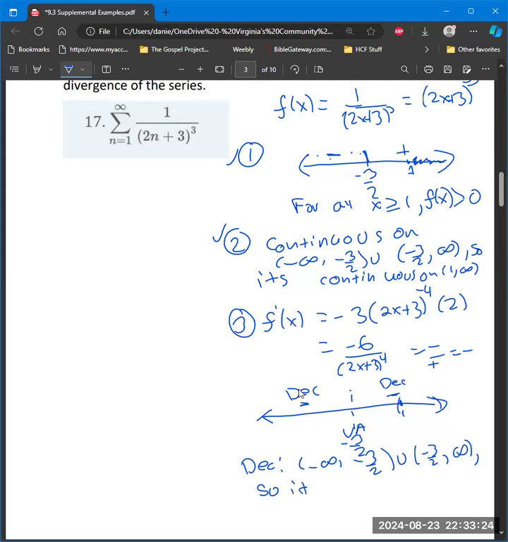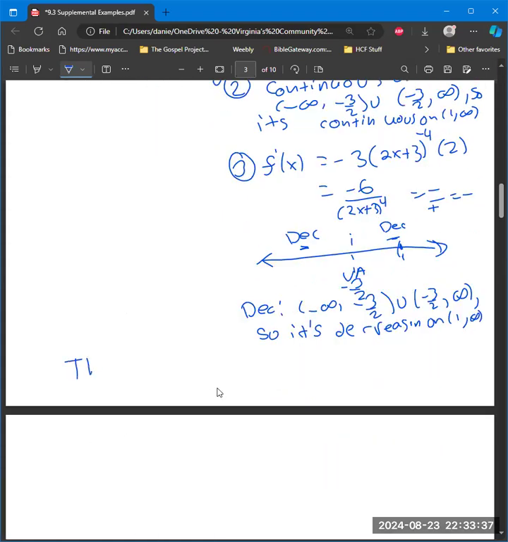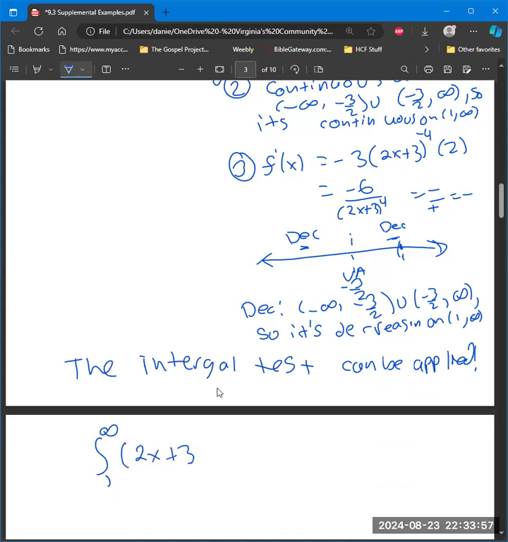So it's decreasing on 1 to infinity. That means that the integral test applies. The integral from 1 to infinity of (2x + 3) to the negative third dx.